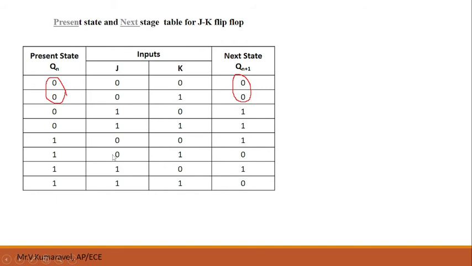Okay, actually sorry, it is not here, so let us consider when JK equals 00, your present state equals next state. So if your present state is 0, next state is 0. If your present state is 1, your next state is 1. Okay, let us go back.